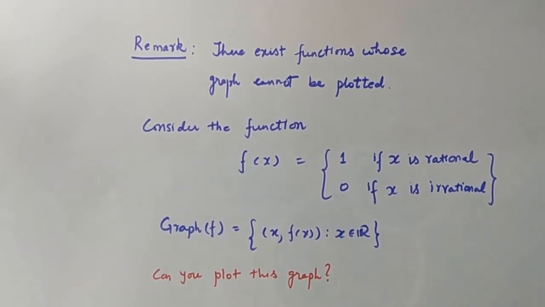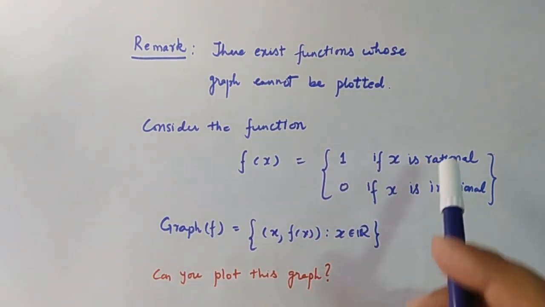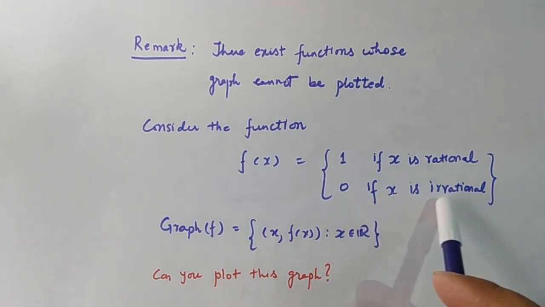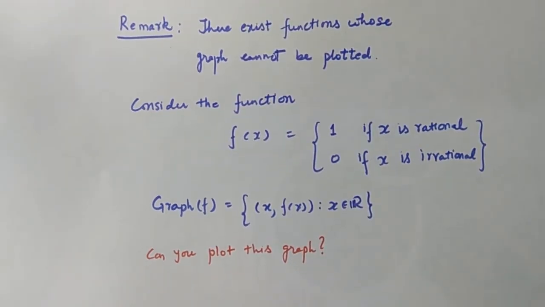There is an important remark which I need to make. There do exist functions whose graph cannot be plotted. For example, consider the function f(x) equal to 1 if x is a rational number and 0 if x is an irrational number. The graph of f will consist of points of the form (x, f(x)) such that x belongs to R. I urge you to try and plot the graph of this function, and let me know if you meet with any success in the comment section.